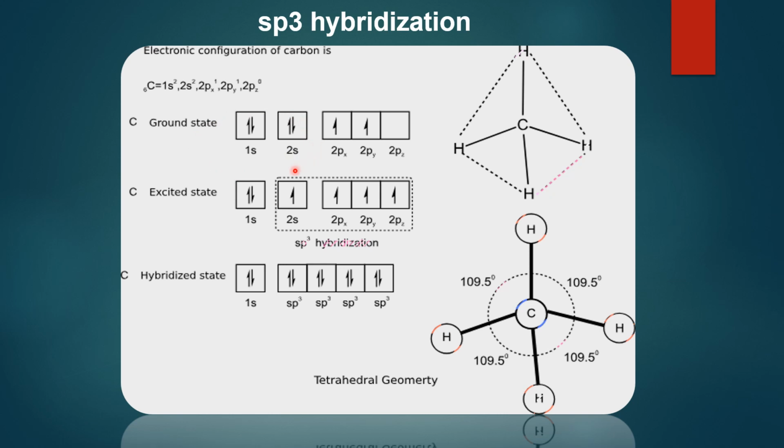All these 4 unpaired electrons from the carbon atom get intermixed to form sp3 hybrid orbitals. Carbon prefers to provide 4 sp3 hybrid orbitals. All these 4 sp3 hybrid orbitals overlap with the s orbitals of the 4 hydrogen atoms, which makes an angle of 109.5 degrees. The obtained shape of the methane molecule is tetrahedral. It is about sp3 hybridization.